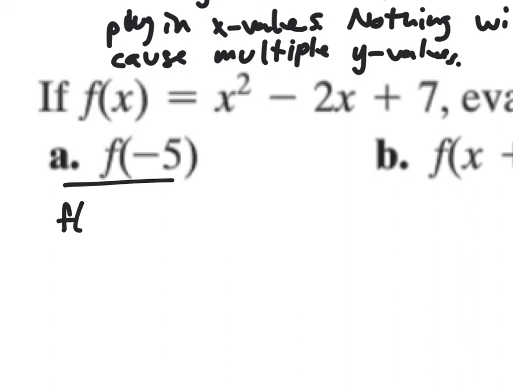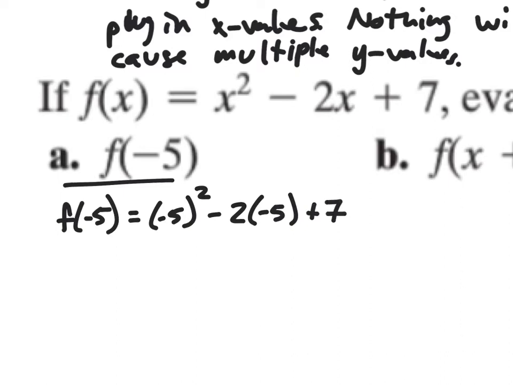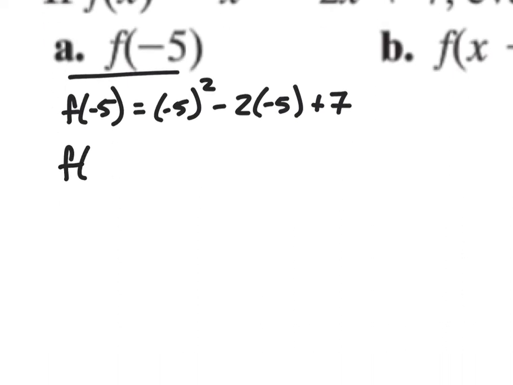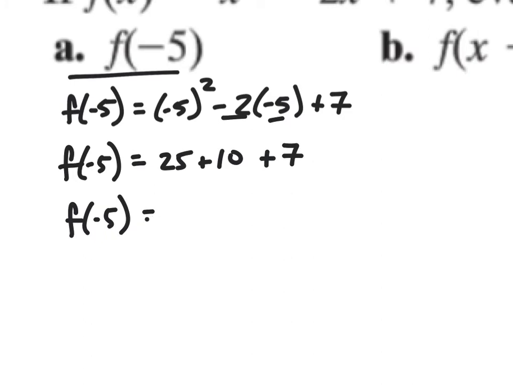So if I find f of negative 5, that means I'm going to plug in negative 5 into x of my equation and see what I get for y, okay? And so once I do this, f of negative 5, negative 5 squared gives me positive 25. Negative 2 times negative 5 gives me positive 10, and then plus 7. So then f of negative 5 is equal to 25 plus 10, which is 35, plus 7. F of negative 5 is going to then equal 42.